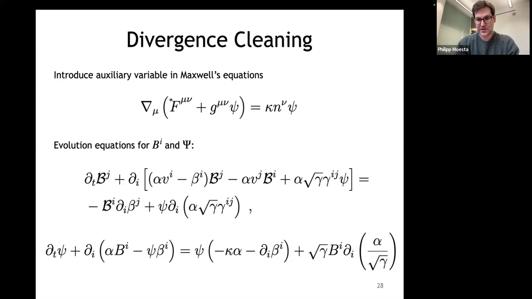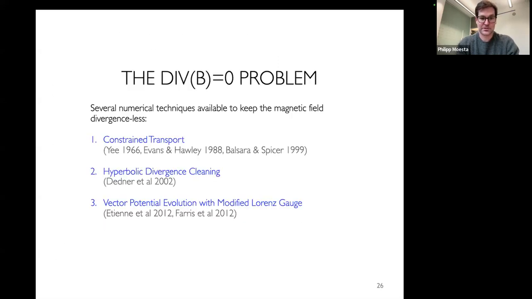The nice thing about this method is that it naturally works well with mesh refinement grids. So you don't have to do too many special things to make this work for mesh refinement codes. This does not hold for some of the other methods. So, going now to that first method, which is called constraint transport.